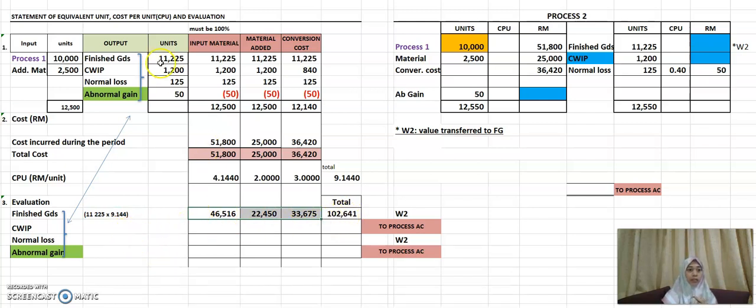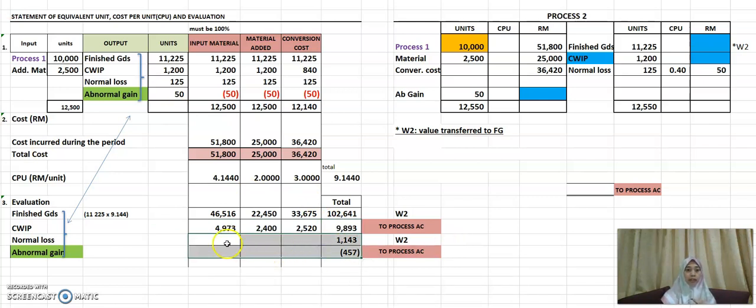You can do the same thing for your normal loss and for your abnormal gain. You can straight away do the total items. However, for your closing WIP, because you have different equivalent units for all these columns, you have to do it one by one for all the columns and then you total that up.